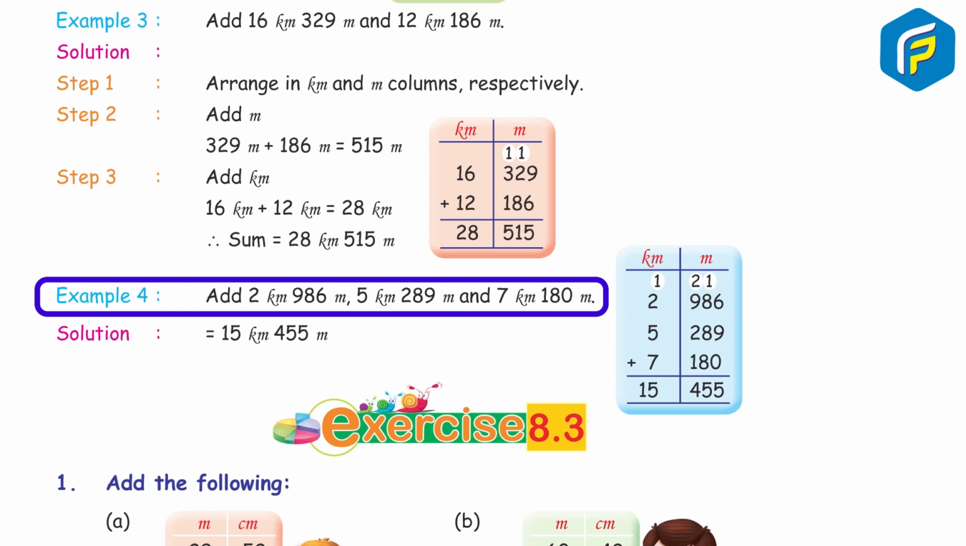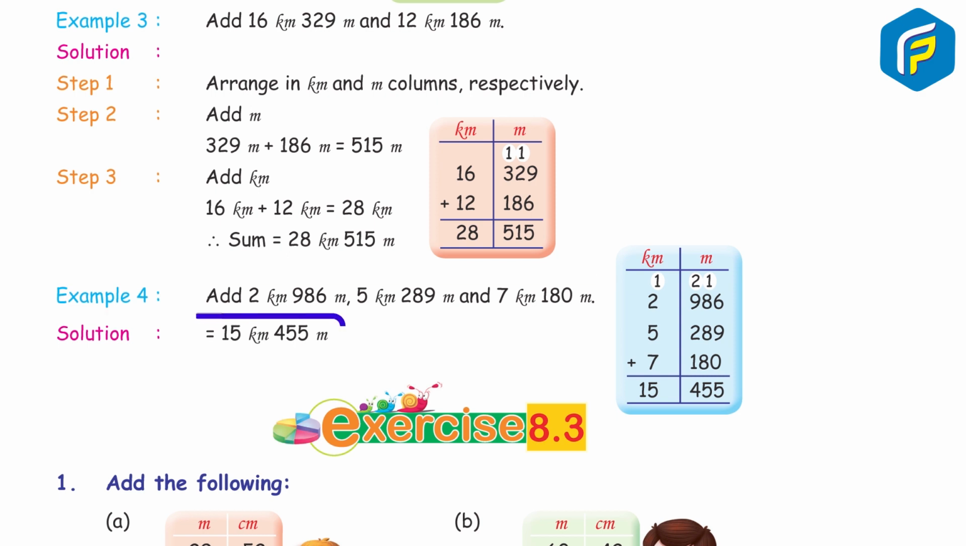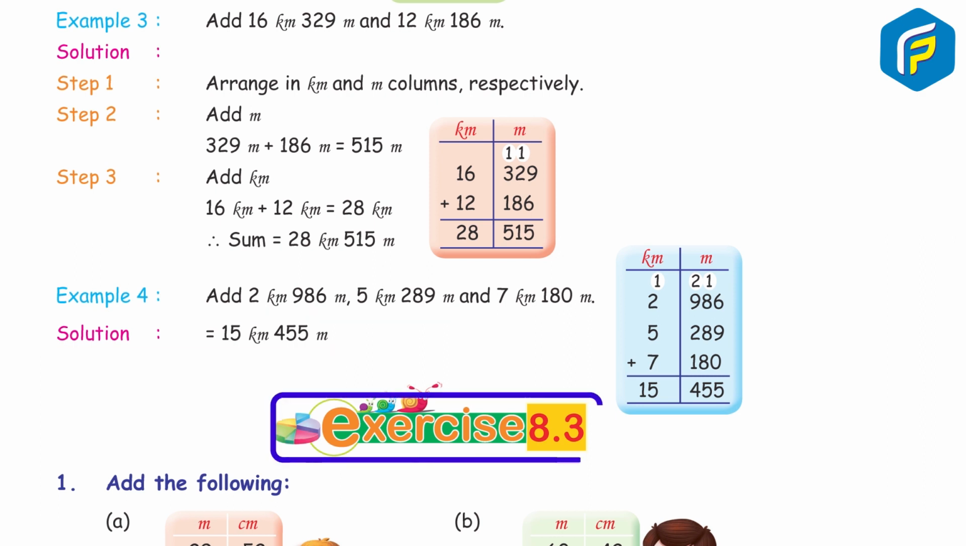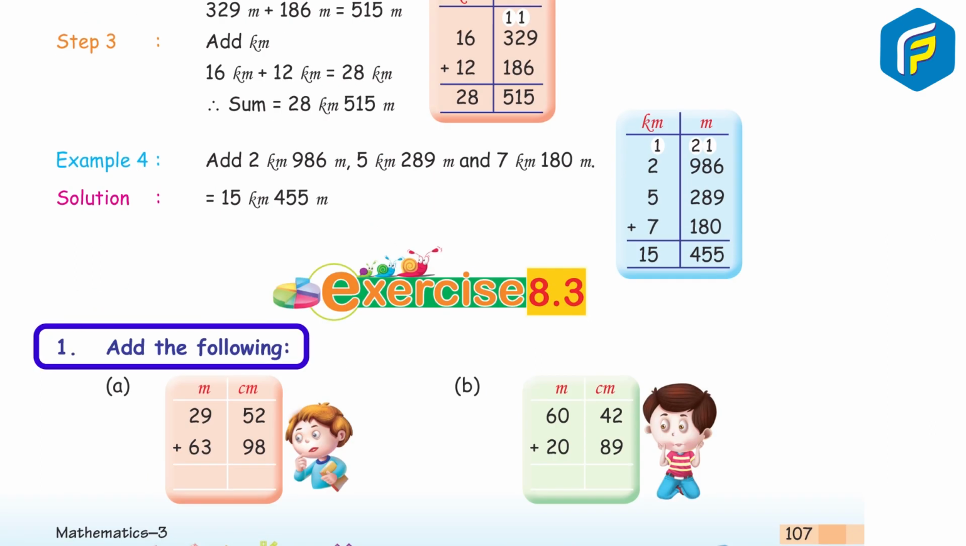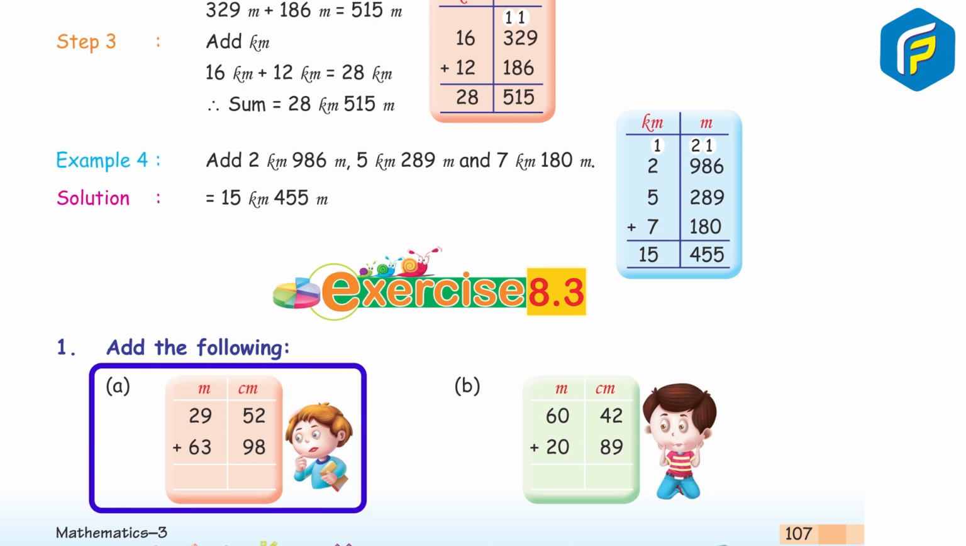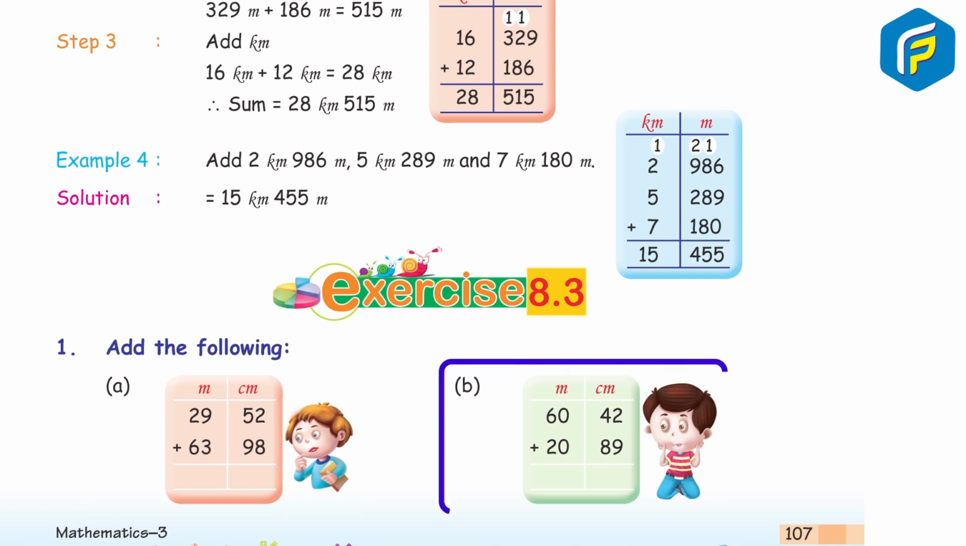Example 4. Add 2 kilometer 986 meter, 5 kilometer 289 meter and 7 kilometer 180 meter. Solution: 15 kilometer 455 meter. Exercise 8.3. Question 1. Add the following. A. 29 meter 52 centimeter plus 63 meter 98 centimeter is equal to 93 meter 50 centimeter. B. 60 meter 42 centimeter plus 20 meter 89 centimeter is equal to 81 meter 31 centimeter.